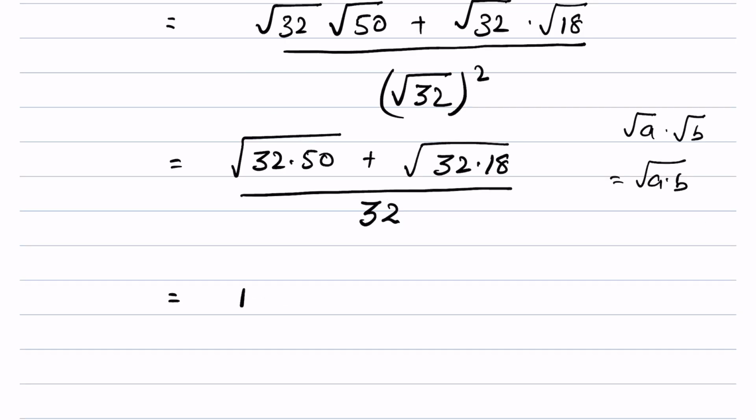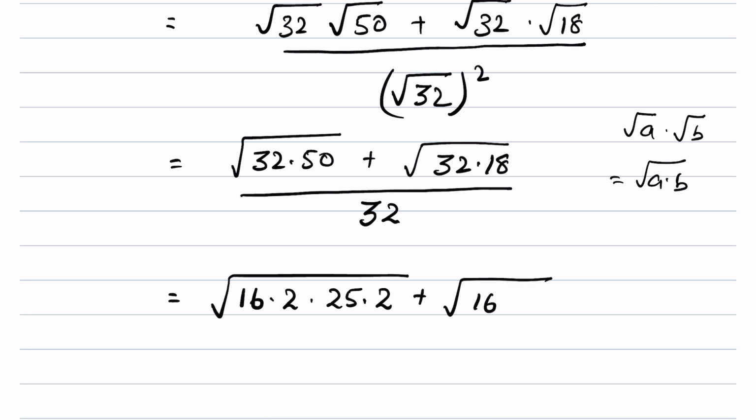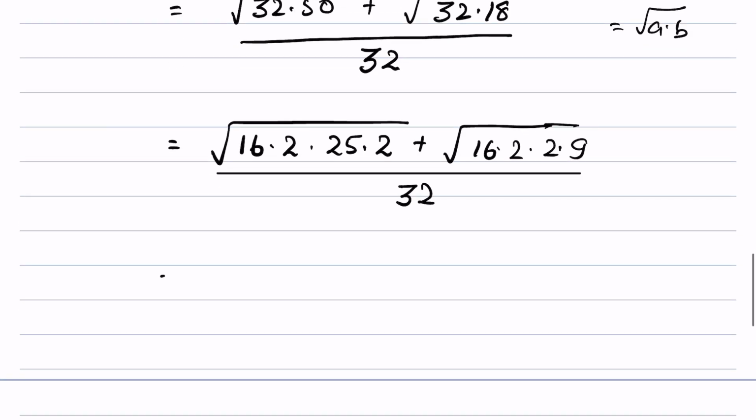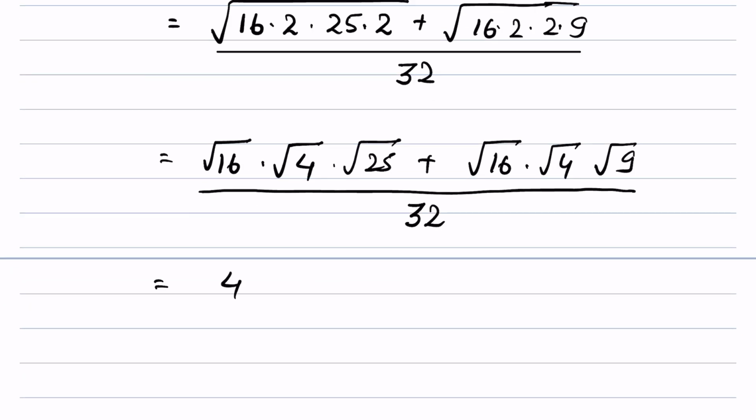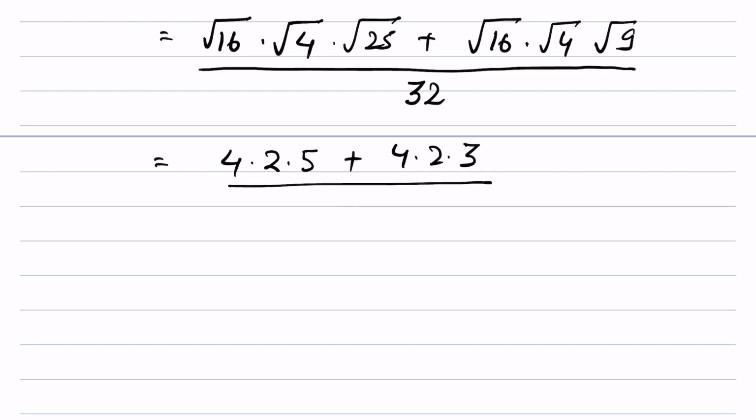32 is 16 times 2 and 50 is 25 times 2, plus 16 times 2 times 2 times 9 under square root upon 32. Now we have square root of 16 times 2 square, that is 4 under square root, times 25 under square root plus square root of 16 times square root of 4 times square root of 9 upon 32. Square root of 16 is 4, square root of 4 is 2, and square root of 25 is 5, plus 4 times 2 times 3 upon 32.